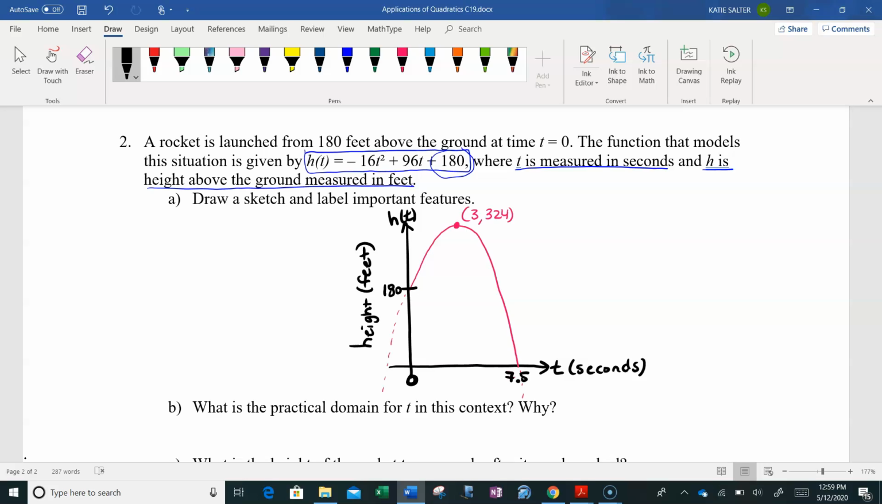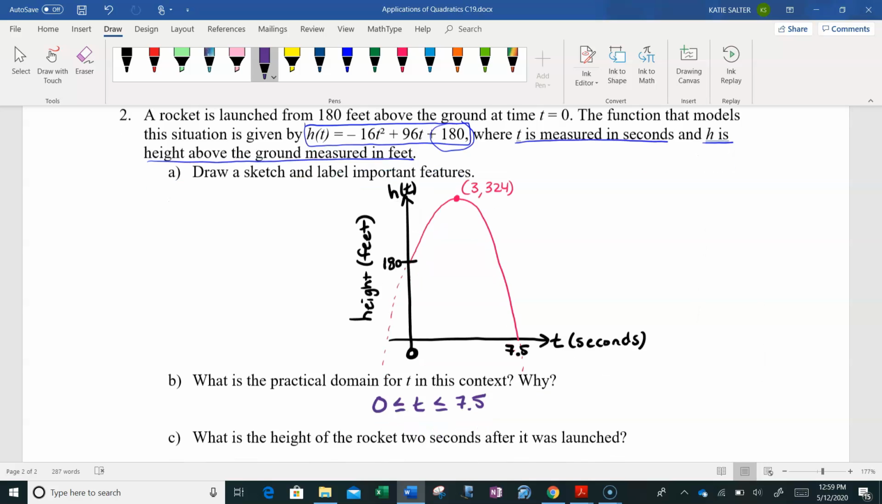All right, so the first question, what is the practical domain for t in this context and why? All right, guys, remember domain is our x values, not our y values. So the practical domain would be from 0 seconds to 7.5 seconds. And if we write that mathematically, we'd say 0 is less than or equal to t is less than or equal to 7.5. Why? Because the rocket is in the air from 0 seconds to 7.5 seconds. And once the rocket hits the ground, the whole project's over. Shooting the rocket's over. It's done with.